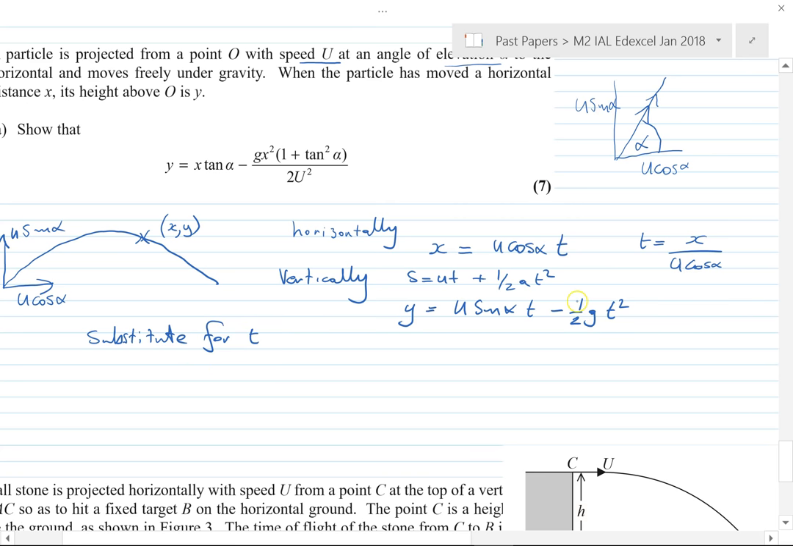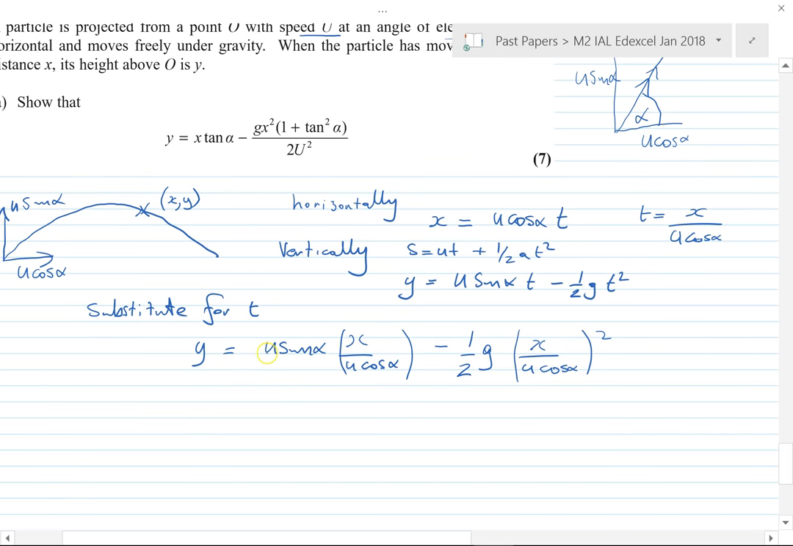Okay, so we're substituting for t. We have y is equal to u sine alpha times t, which is x over u cos alpha, minus a half g times t squared, which is x over u cos alpha squared. So we can see the u cancels in here, and that gives me y equals sine alpha over cos alpha, which is tan alpha x, so we've sorted the first part out, minus a half g. Let's write it over one fraction actually, so that's g x squared over 2u squared cos squared alpha.